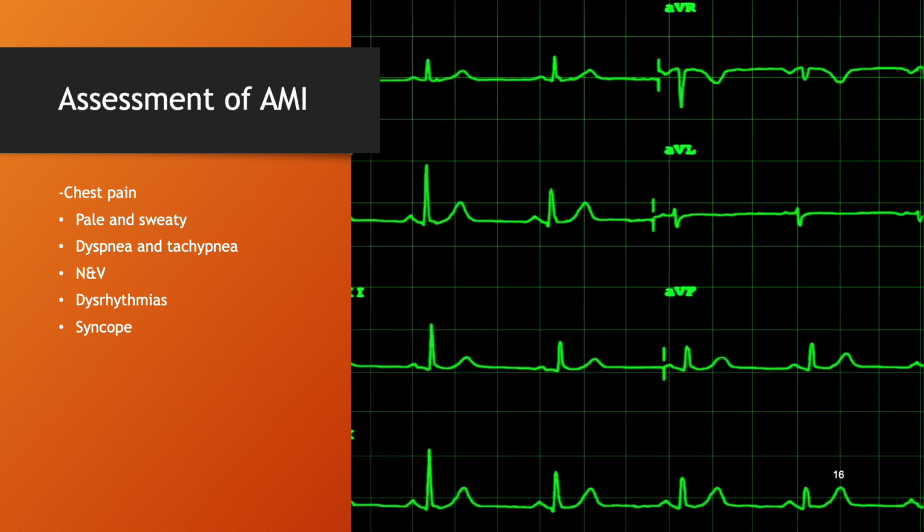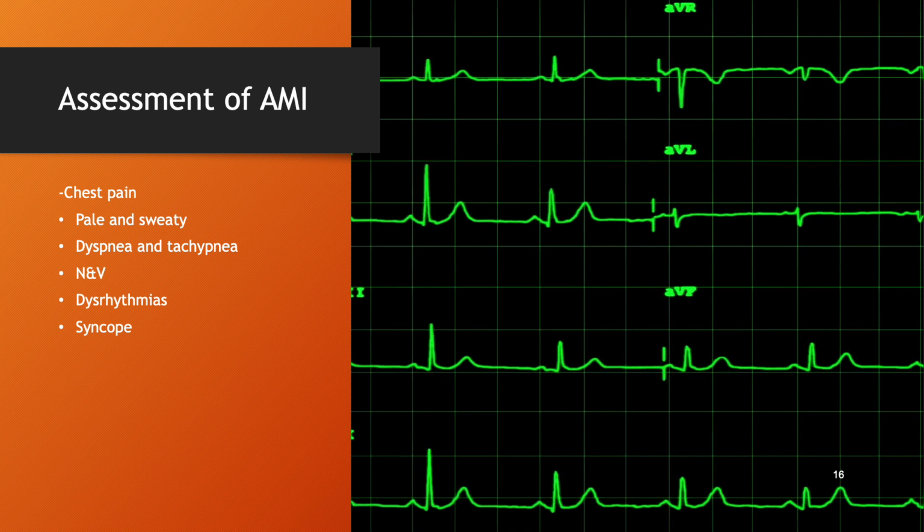How do we assess a heart attack? So of course we will ask the patient if they have pain. They will tell you for sure. They might be pale and sweaty, have dyspnea, tachypnea, nausea and vomiting, dysrhythmia, and syncope.